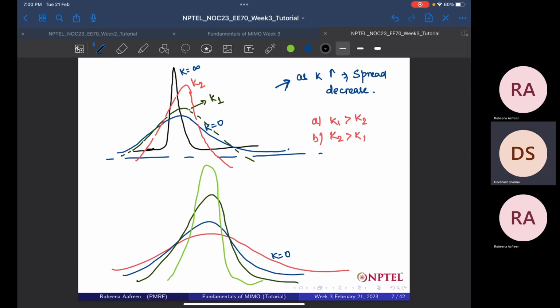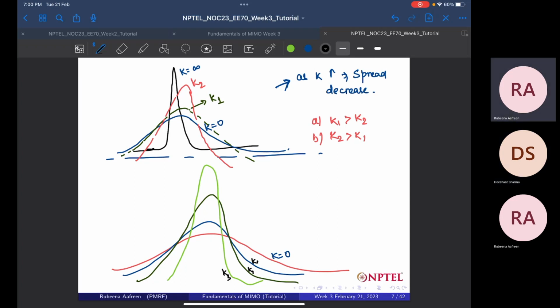Yeah, got it, ma'am. K2 is greater. If K is increasing, the spread is decreasing. Yeah, correct. So in this case, K3 will be greater than K2, which will be greater than K1. This is for K3, this is for K2, this is for K1. And that is clear now.